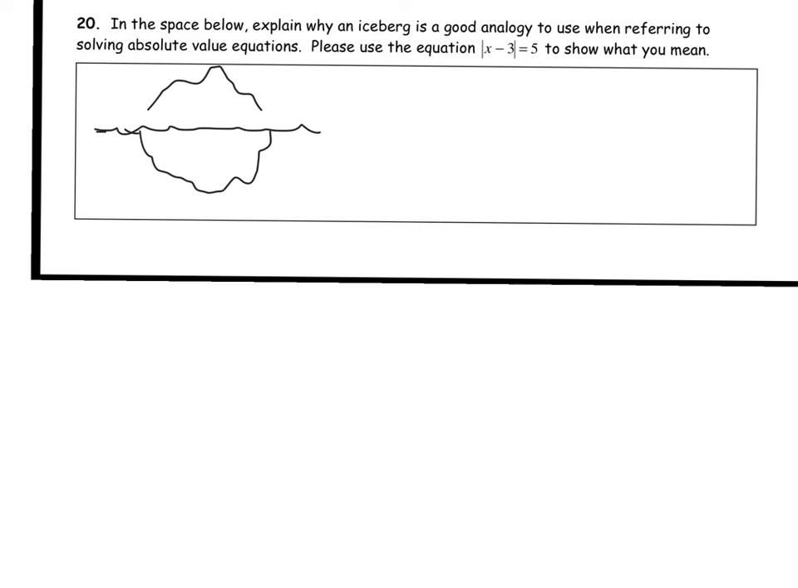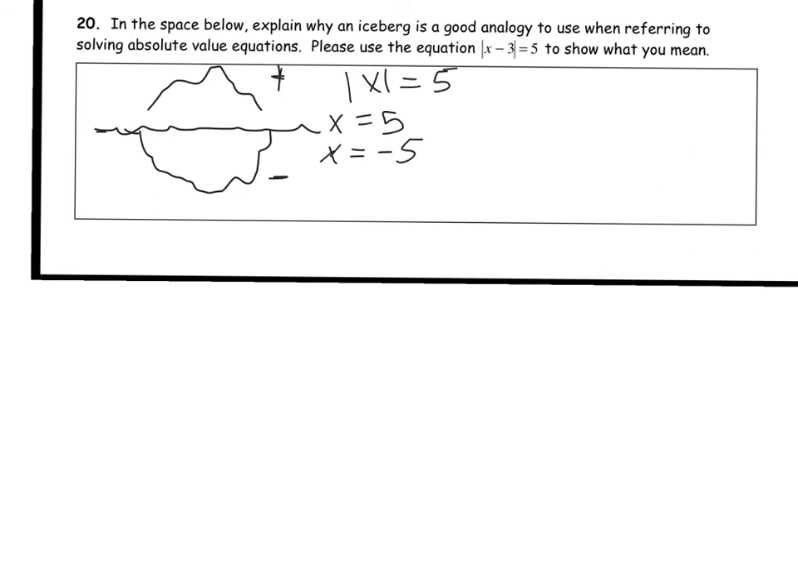So, with our iceberg, we have a positive side and we have our negative side, which is much like the absolute value. If you have the absolute value of x and it equals 5, you have two answers. You have positive 5 that x could equal, and you also have a negative 5 that x could equal. And that's why we use the analogy.